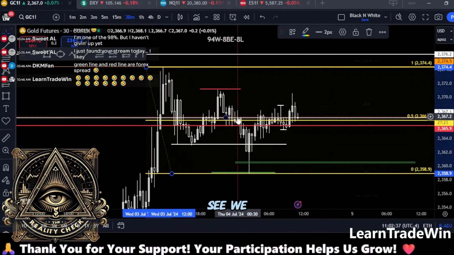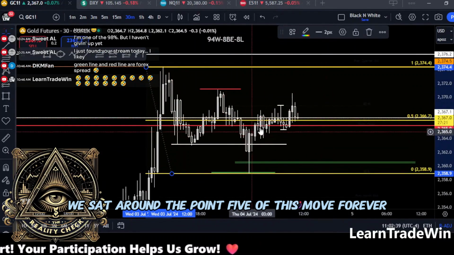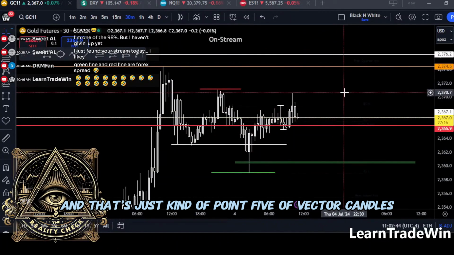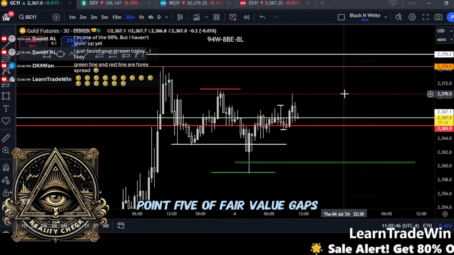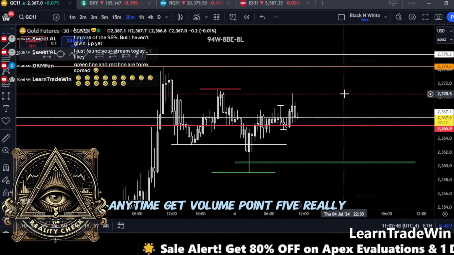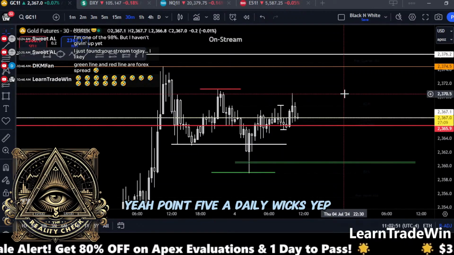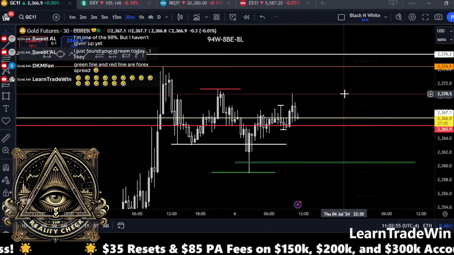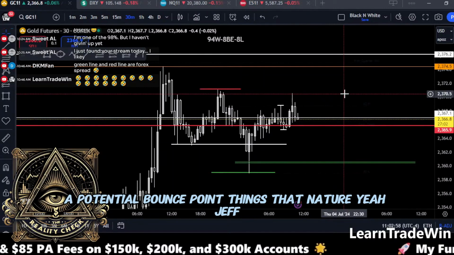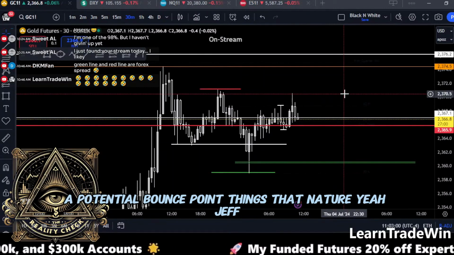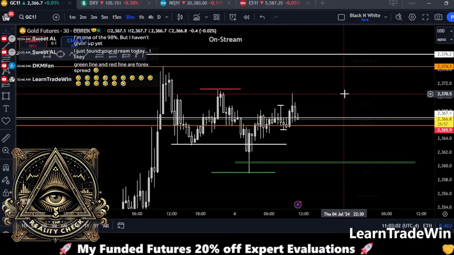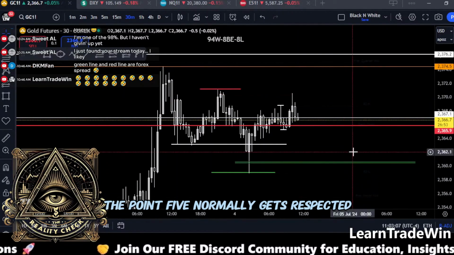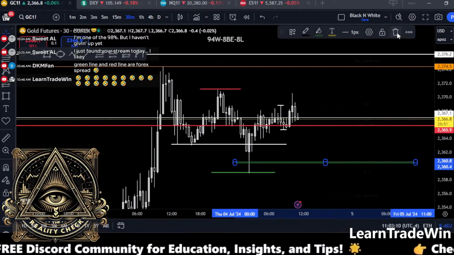See, we sat around the 0.5 of this move forever. I mean, that's just kind of 0.5 of vector candles, 0.5 of fair value gaps. Anytime you get volume, 0.5 really, yeah, 0.5 of daily wicks. Yeah, you can use it as a structure, a potential bounce point, things of that nature. Or a weekly, 12 month, yeah, 0.5 anything. Any kind of structure, the 0.5 normally gets respected, believe it or not.